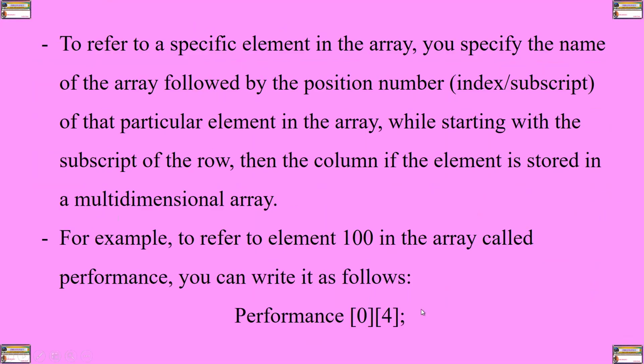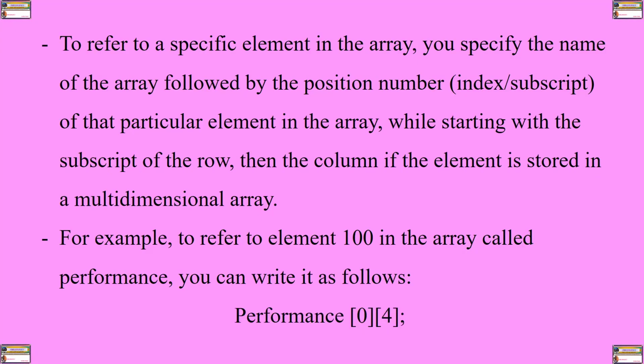That's how we interpret the rows and the columns, my dear students and the rest of the learners. And that's why if you want to refer to 100, you write it as performance, first subscript index 0, second subscript index 4. You are telling the compiler, the processor, that 100 is found in the first row, but column number 5, that is index 4.